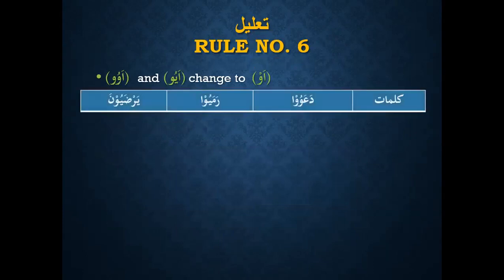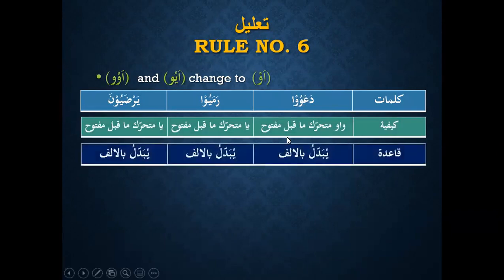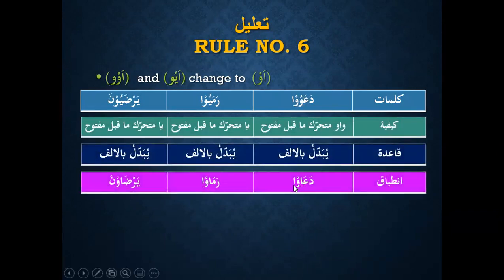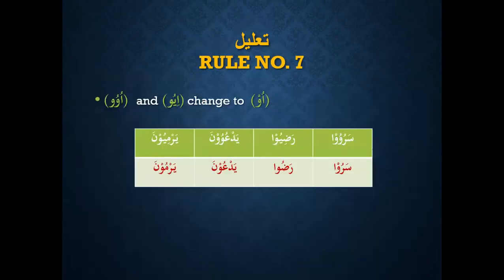And then you just drop them and keep one vowel. And if they were waw and ya together, you just drop the first one and make it easy as aw. What exactly happened is that waw mutaharrik ma qabl maftu, you change it with alif first, and then iltiqai sakinain, the combination of two sakin letters together, you drop the first one. So da'aw, ramaw, yardaw. Okay, this is what you do.